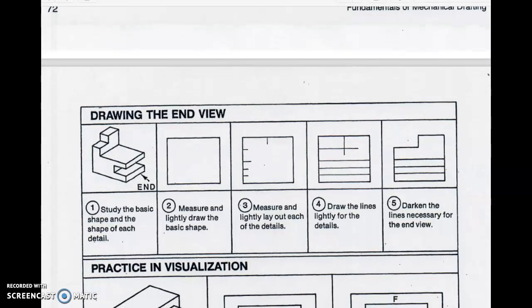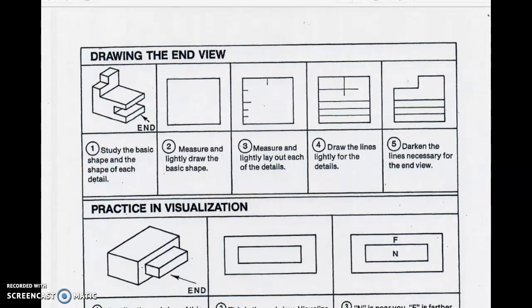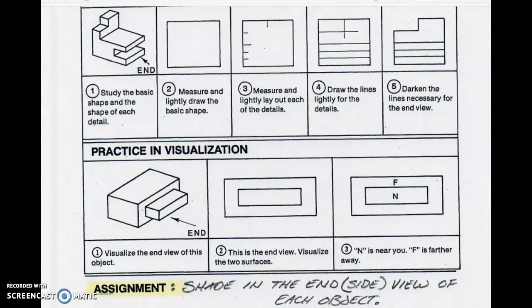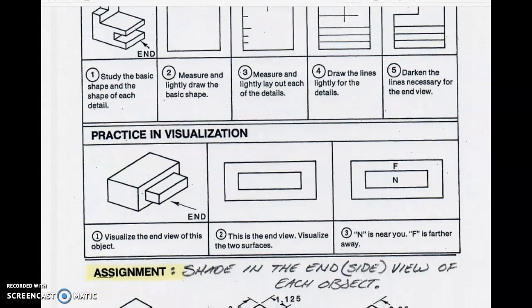So to wrap up, we can see now how to draw the end view. This has been redundant. We can see it's still the same 5 steps. Identify and find the shape in number 1. Block out a rectangle in step 2. Measure out the details in 3. Draw in construction lines in 4. Darken solid object in step 5. We still also have the near far.